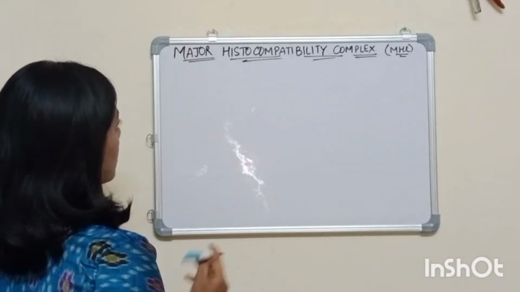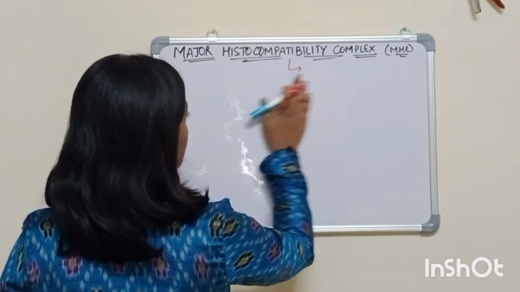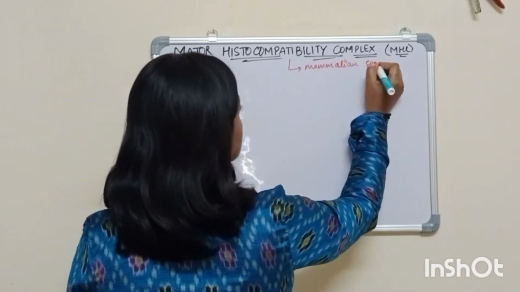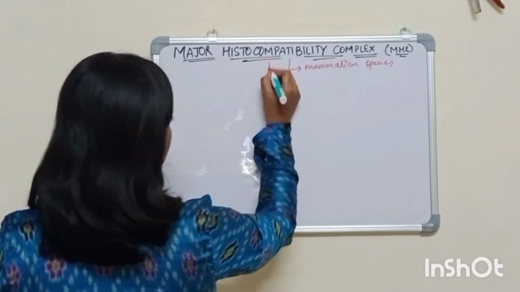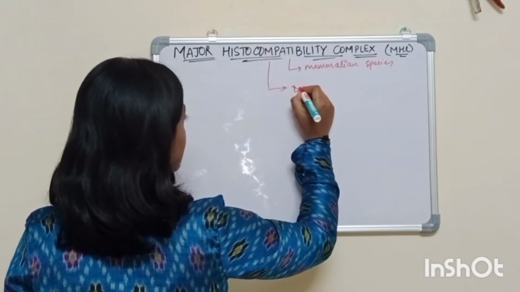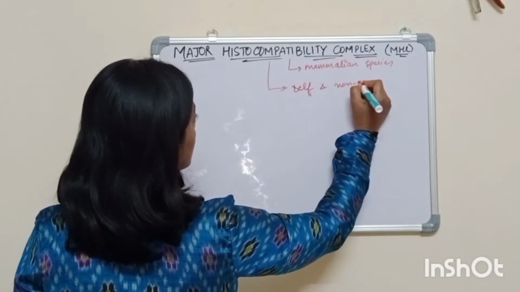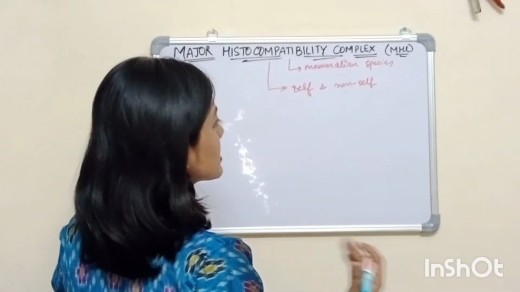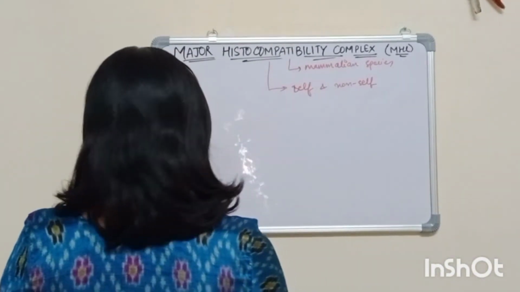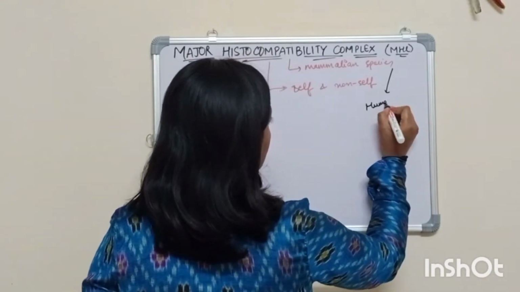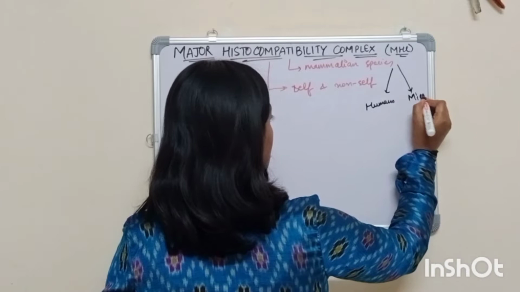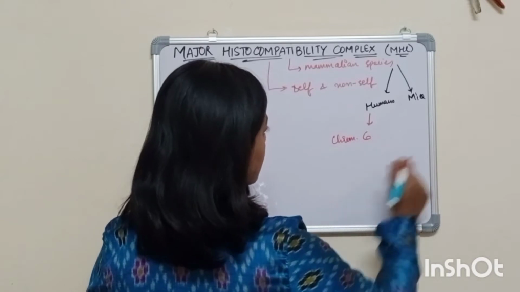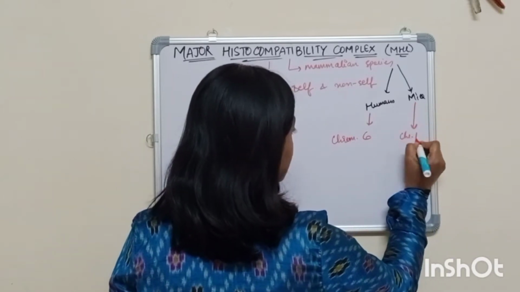MHC are present on mammalian species. They are only found in mammalian species and they help us to differentiate between self and non-self, like which cells are our own cells and which is a foreign or antigenic cell. Mammalian species like humans and mice. In humans it is found on chromosome number 6, while in mice it is found on chromosome number 17.